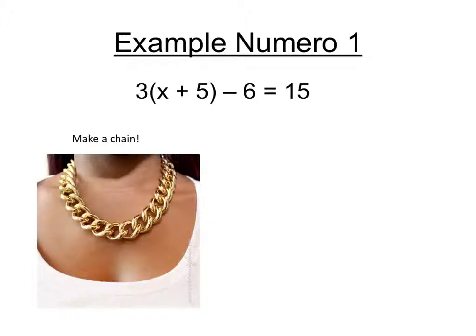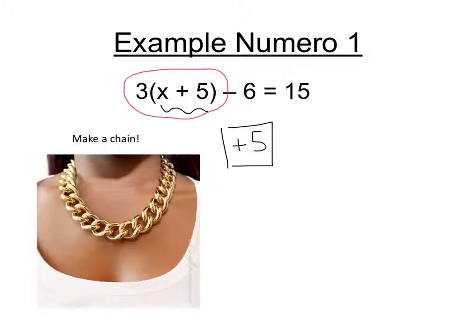What if we wanted to substitute x equals 3 into our equation? By order of operations, you would first add 5 to 3. So the first thing that we're going to put in our chain is a plus 5. The second thing that you would have to do if we were trying to calculate the left-hand side of this equation is to multiply by 3. So the second piece of our chain is going to be times 3.